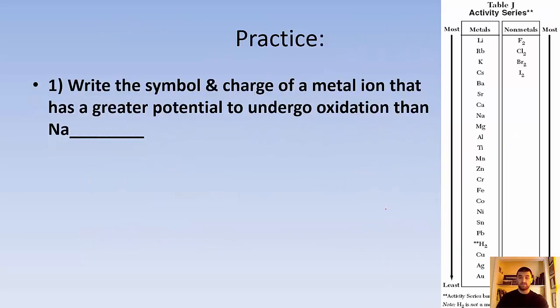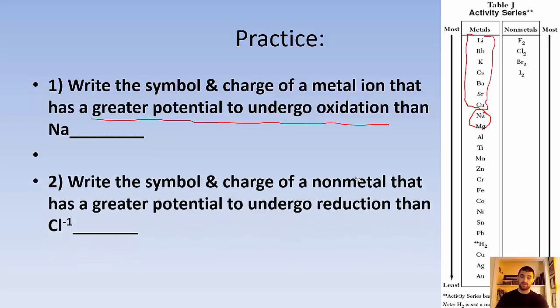All right, so some practice. Write the symbol and charge of a metal ion that has a greater potential to undergo oxidation than Na. So let's find Na because they're talking about Na. I find Na, and it wants one that has greater potential to undergo oxidation, so more active. Well, you have a whole list of them. Everything above it would work. Any one of these would work to answer that.